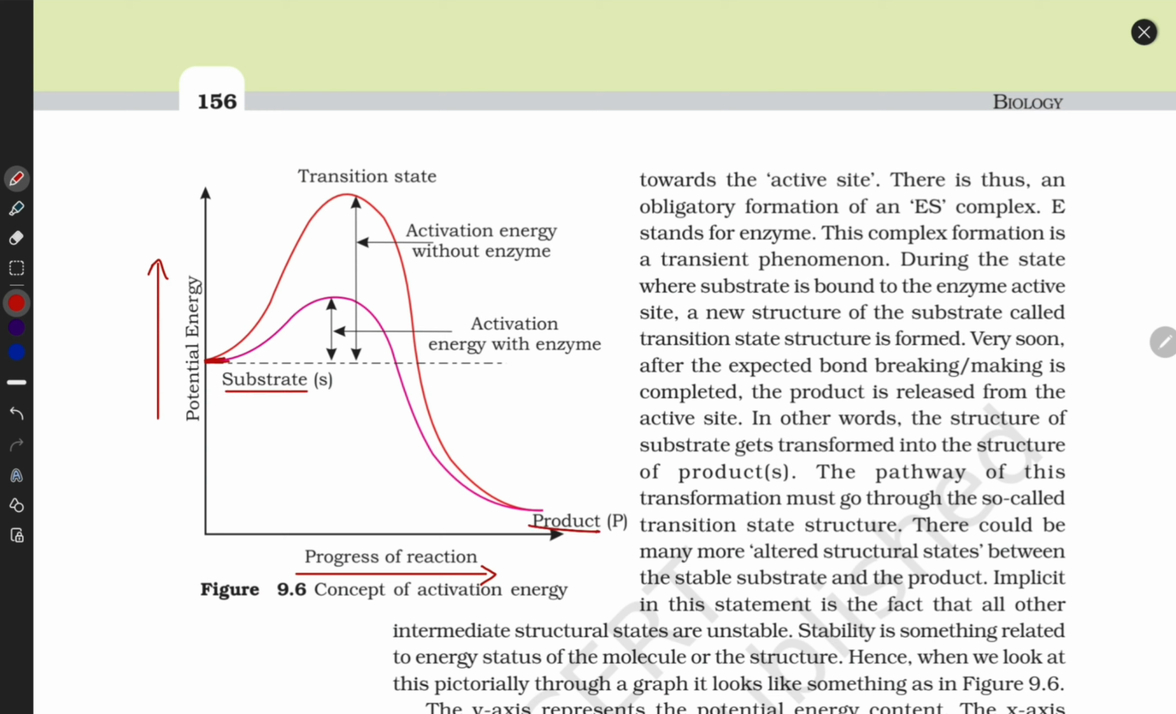Without enzyme, for the substrate to change into the product, it has to reach the highest transition state, and then it converts into the product. No guys, don't touch here. And now with the presence of enzyme, look here.